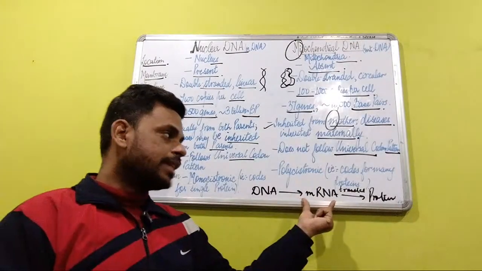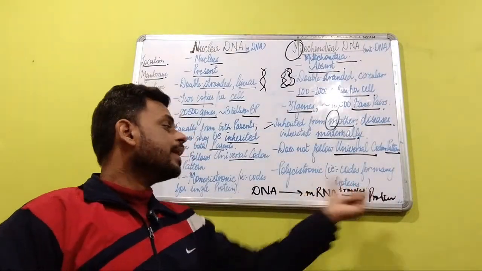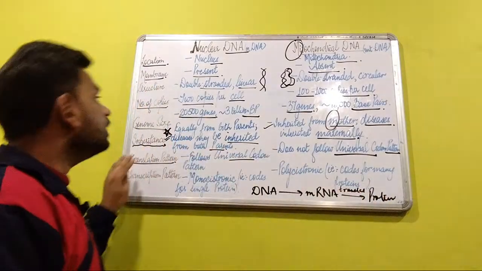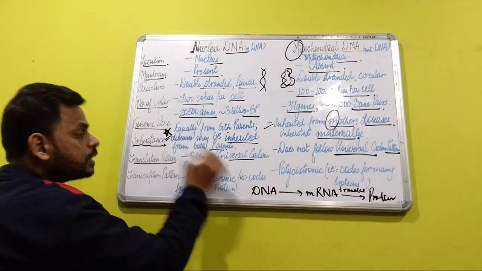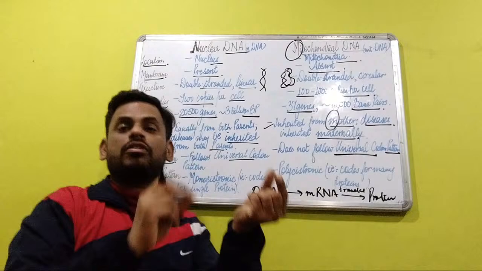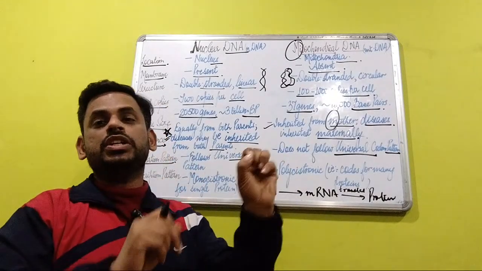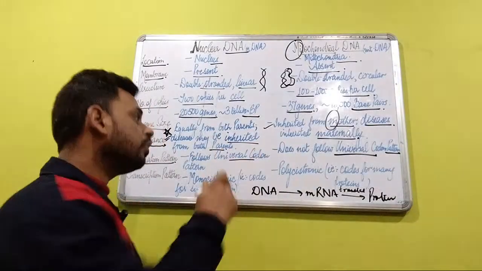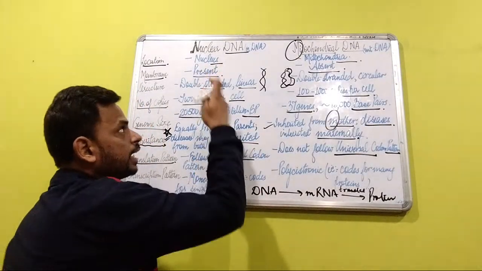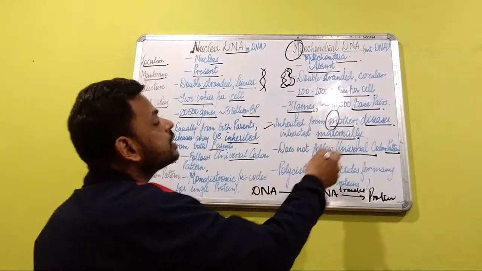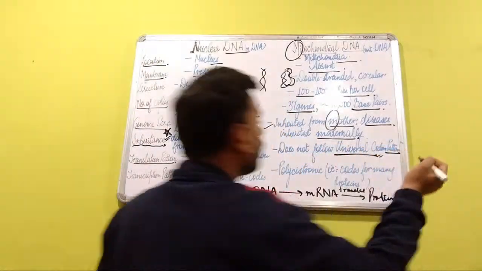So during the translation process, when the mRNA is translated to form a particular protein, the nuclear DNA follows the universal codon pattern, a particular set of codons, that is AUG, GUG, CUC, these types of codons. The universal codon pattern is followed in the case of nuclear DNA, but in the case of mitochondrial DNA, it does not.